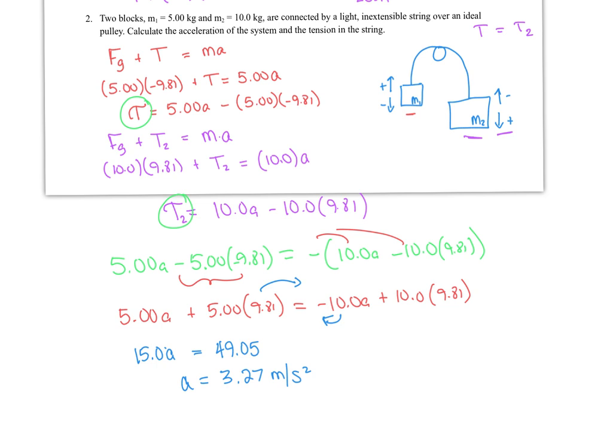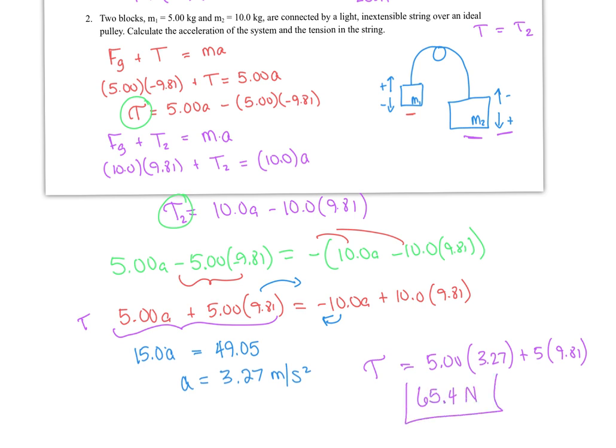To find the tension, this equals the tension right here. We can literally just plug it back in, right? So my tension is going to be, just plug it back in now that you know the acceleration, 3.27 plus 5 times 9.81. We're going to solve for tension just plugging it back in. Tension is going to be 65.4 newtons there. And you have answered both of those questions.